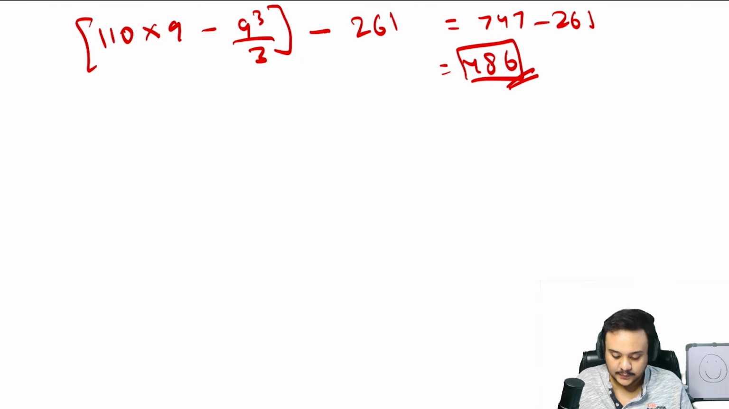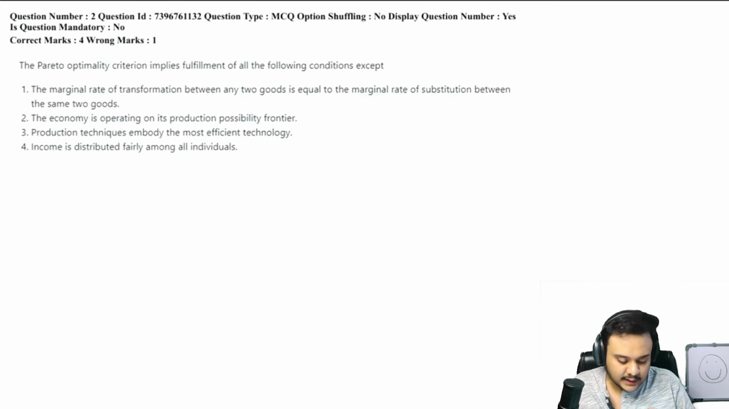Let us move on. Okay, so read the second question. It says that Pareto optimality criterion implies fulfillment of all of the following conditions, except. We are trying to look for the wrong option. So let us look at these one by one. The first one says marginal rate of transformation between any two goods is equal to marginal rate of substitution between the same two goods. Basically, we are just saying MRT is equal to MRS.